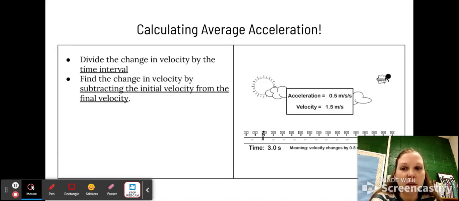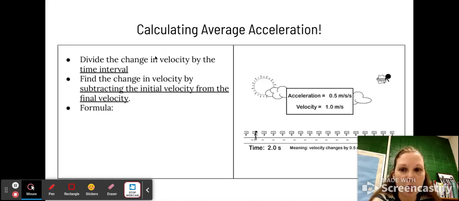You will find the change in velocity by subtracting final minus initial. Anytime you're doing a change, almost anytime, I don't want to say definitely, but almost anytime, it's going to be final minus initial. So here, velocity, whatever you end with minus what you start with.